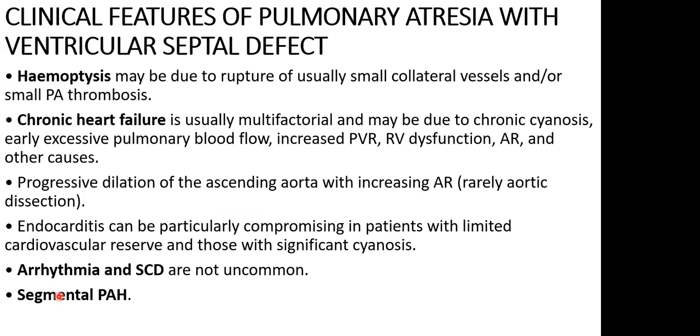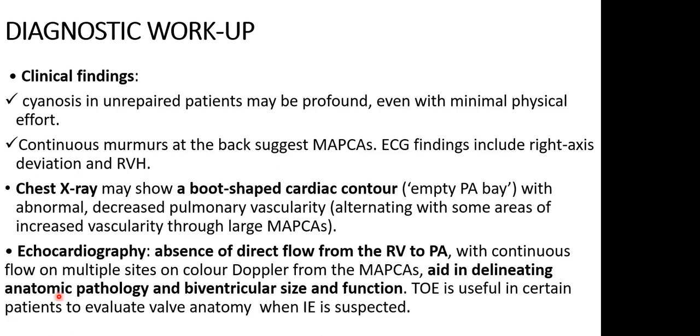They can also come down with features of chronic heart failure, if not well delved into. They can present with progressive dilatation of the ascending aorta, endocarditis, arrhythmias, and then sudden death, although not so common in these patients. Then the clinical findings, they present with cyanosis, continuous murmur. Chest X-ray will present with that of the boot-shaped heart contour. Echocardiography is going to show absence of direct flow from the right ventricle to the pulmonary artery.